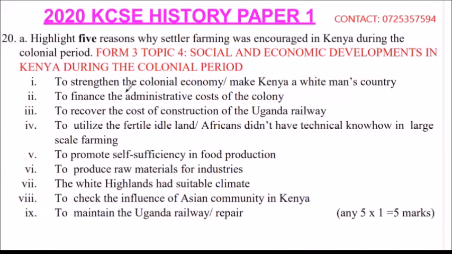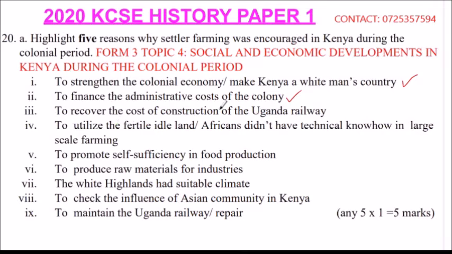One of them is to strengthen the colonial economy, make Kenya a white man's country. So they wanted to colonize and fully make Kenya their extended kind of a country. Number 2, to finance administrative costs of the colony. So when the colonizers, the Europeans, came, they set up that administration, and they needed finances to be able to run the administration part of their government.